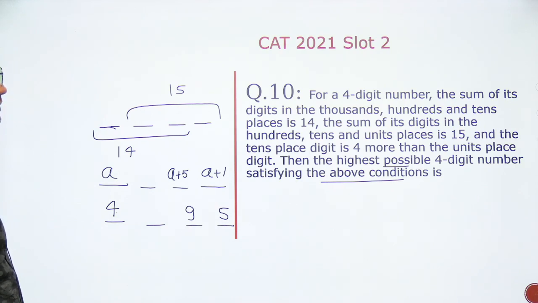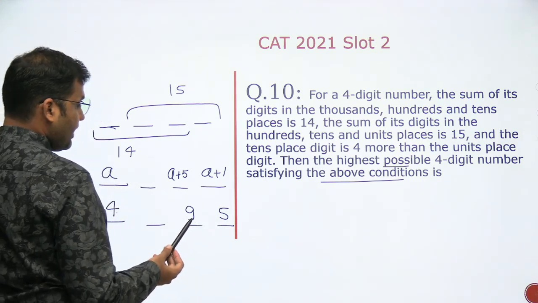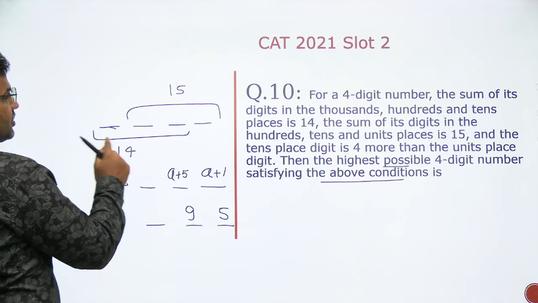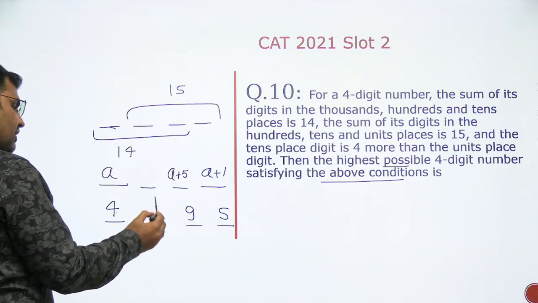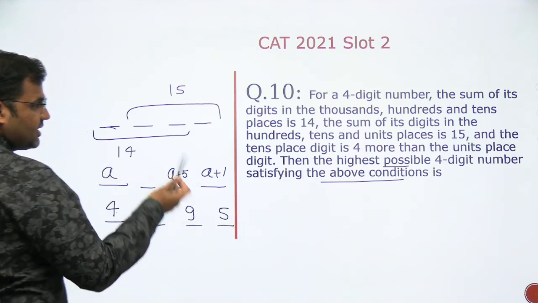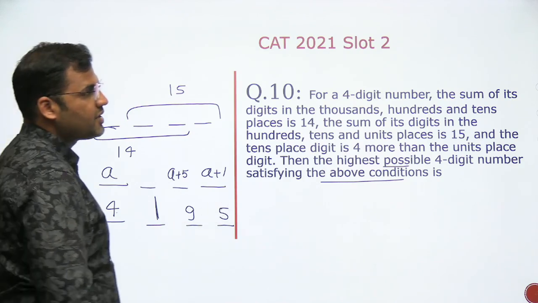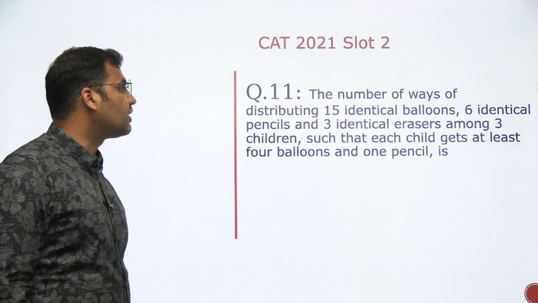Is it done? Okay. Now we are supposed to find out, because it is given to us that the summation of these three digits is 14 and the summation of these three digits is 15, so the only possibility for this number is to be 1, right? So the largest number that satisfies all these conditions is 4195. It's simple, right? No need to do anything, basic. Even if you study nothing, you can still do it.